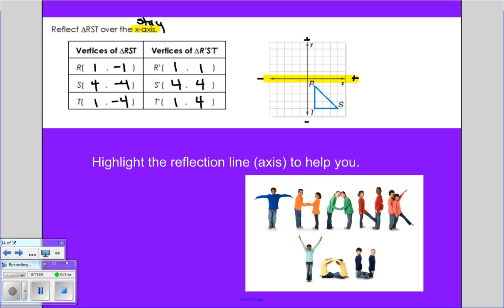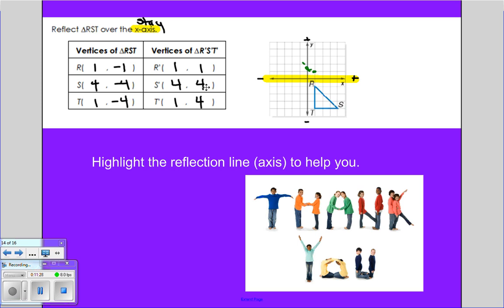Now we're going to graph our new triangle. It'll be triangle R prime, S prime, T prime. And R prime is at 1, 1. So that's positive 1, positive 1. So that goes this direction 1 and that direction 1. X and then Y. So here is R prime.